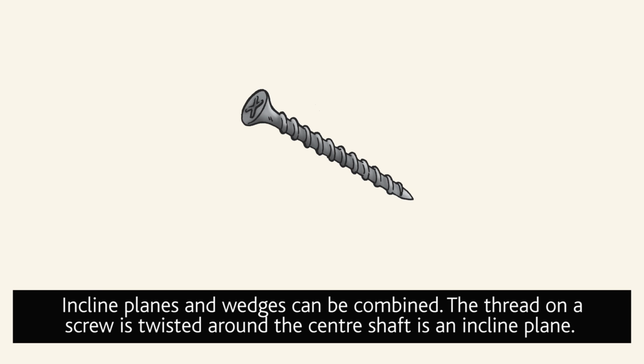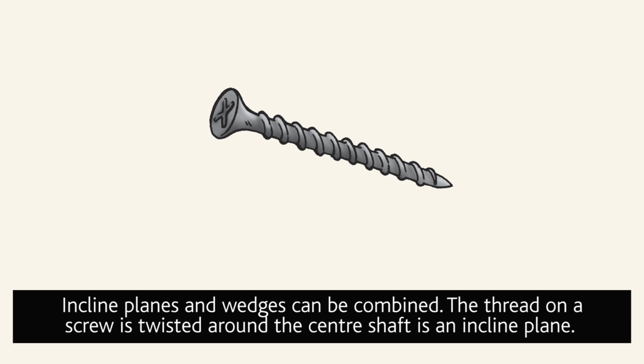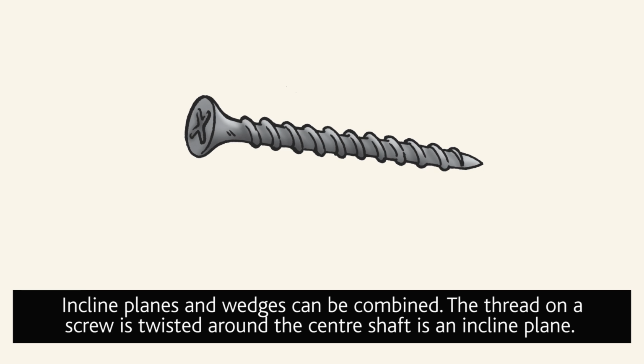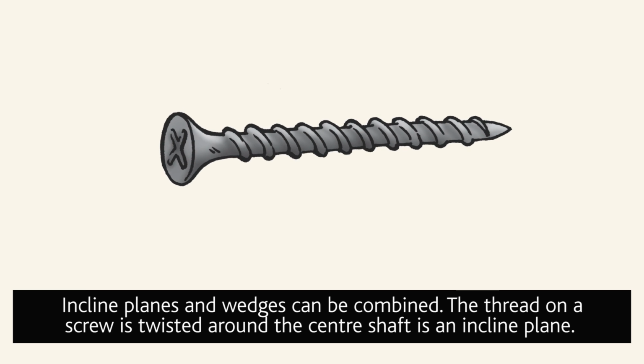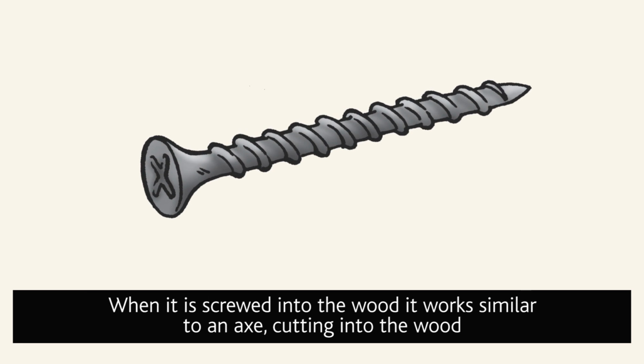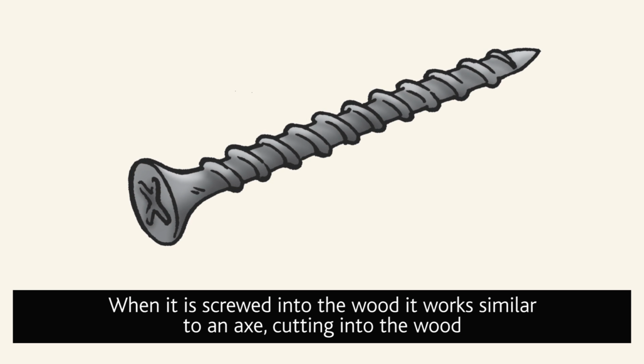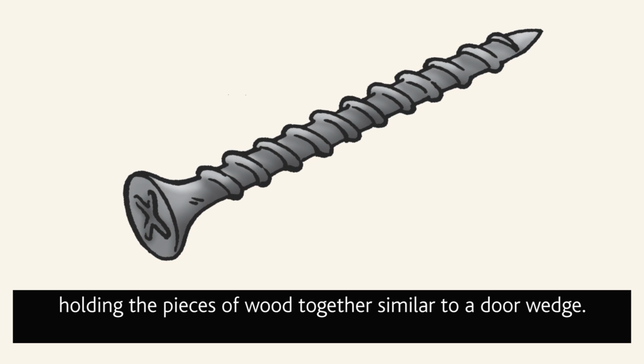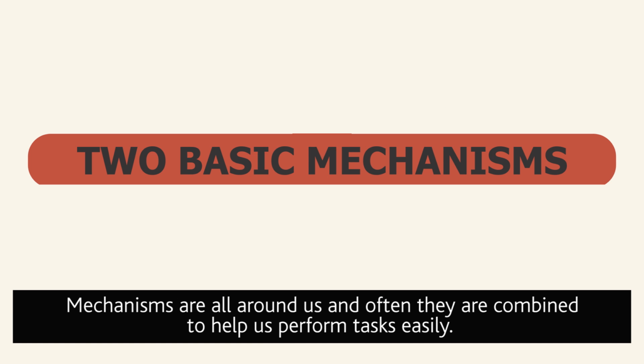Inclined planes and wedges can be combined. The thread on a screw, which is twisted around the center shaft, is an inclined plane. When it is screwed into the wood, it works similarly to an axe, cutting into the wood, thus holding the pieces of wood together, similar to a door wedge.